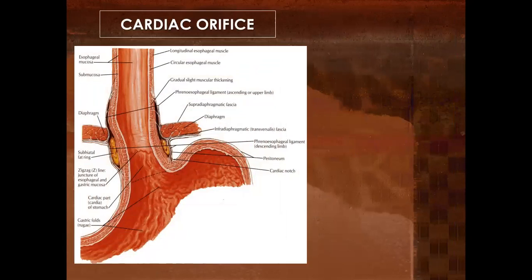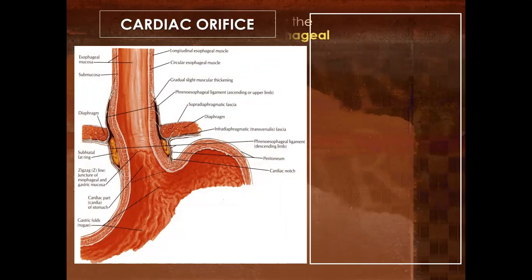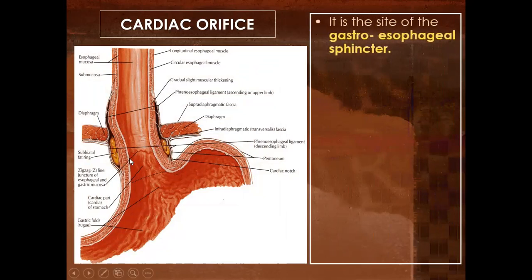The first is the cardiac orifice. Here we can see the cardiac orifice. It is the site of the gastroesophageal sphincter. It is the area where the esophagus opens into the stomach, and that part is slightly narrow compared to the other parts. It is called the gastroesophageal sphincter, where the sphincter is present. This is called the cardiac orifice.